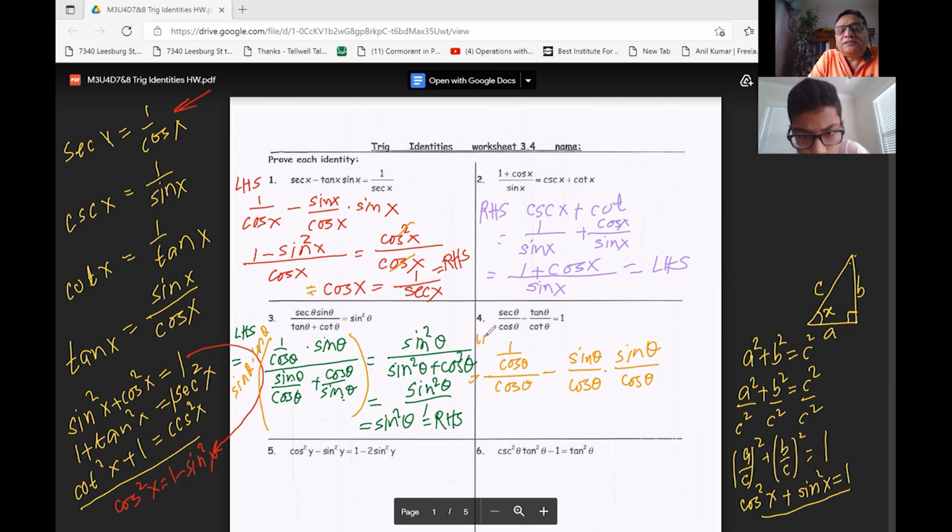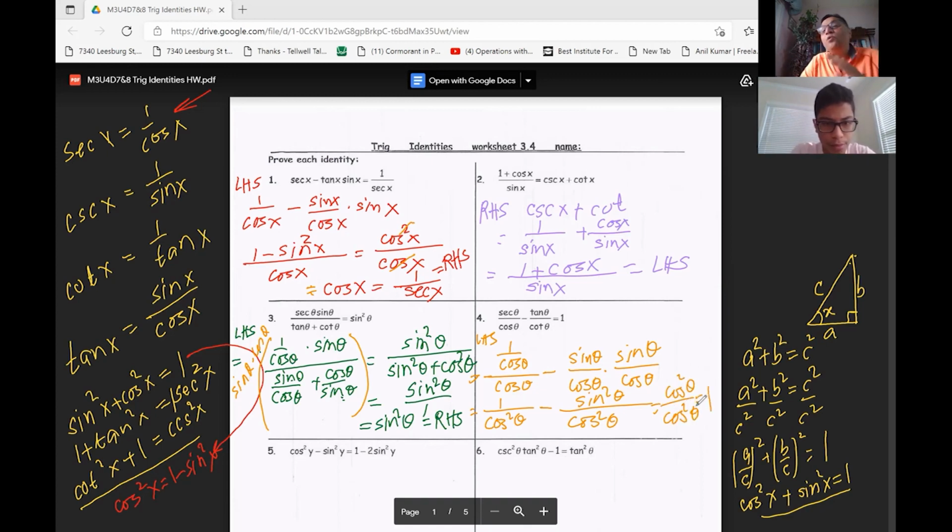So that was our left-hand side. And what we get here is 1 over cos square theta, correct? Minus, this is also cos square theta, and we have sine square theta in the numerator. So what is 1 minus sine square theta once again? Cos square theta. You get it, right? So we got cos square theta divided by cos square theta, and that is indeed 1.